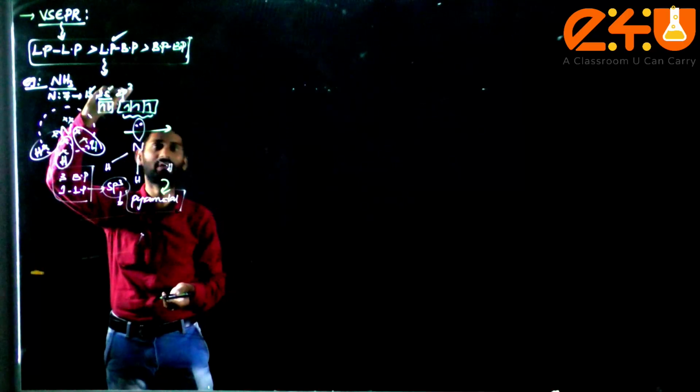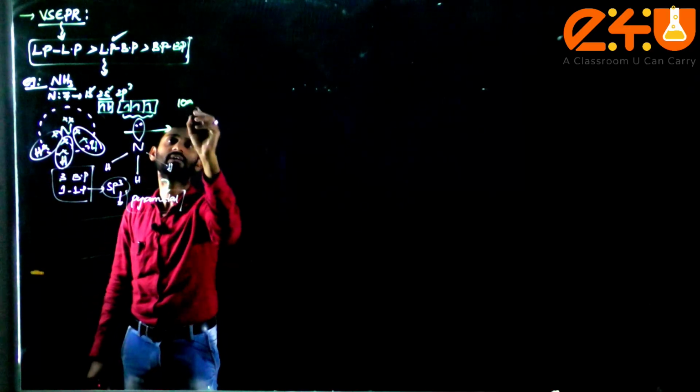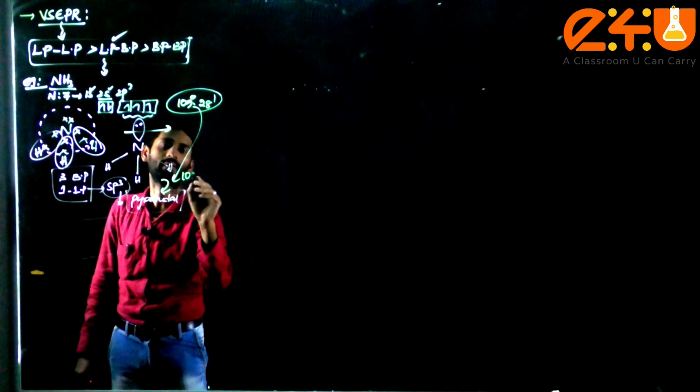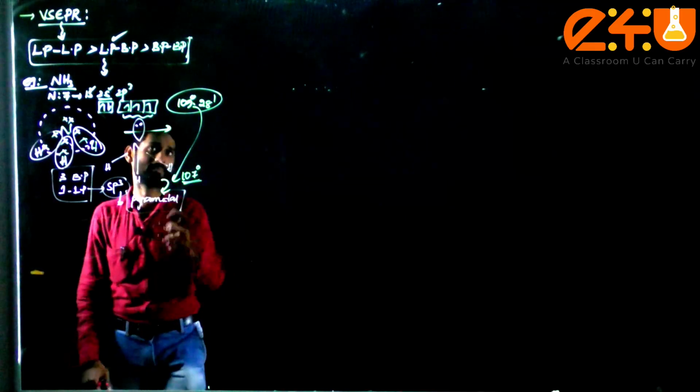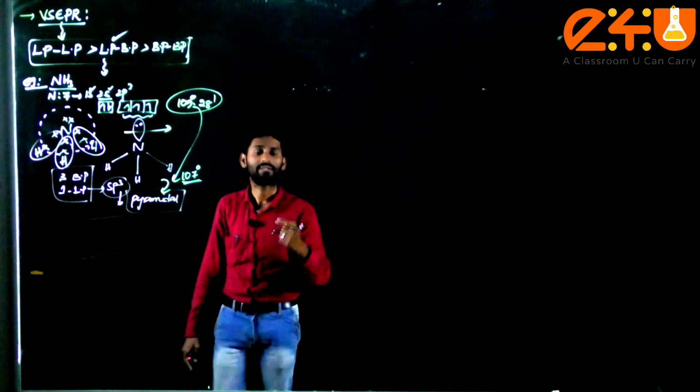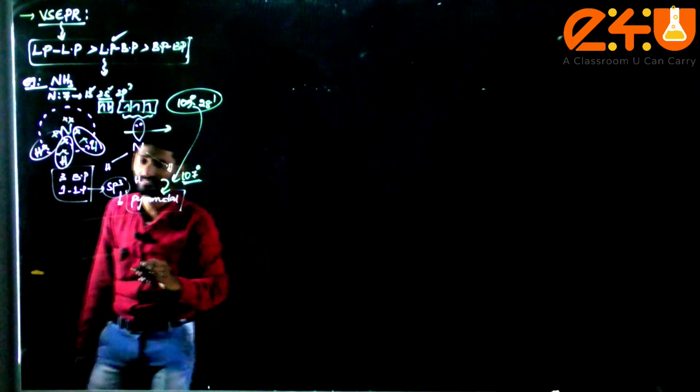Without the lone pair, the bond angle is 109 degrees 28 minutes, as in the CH4 molecule or CCl4. Now if you take it here, it is 107 degrees. That means the bond angle is also reduced and the molecule has been distorted due to the presence of a lone pair.